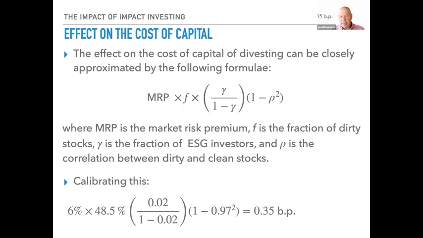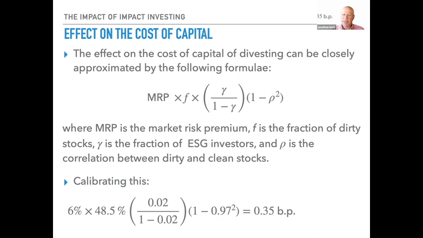The effect on the cost of capital of a divestiture strategy is a product of four terms. The first term is the market risk premium, and that calibrates it, because the market risk premium is a measure of the overall market return. And you multiply the market risk premium by three factors. The first factor is the fraction of dirty stocks in the economy. The second factor is the ratio of socially conscious investors to other investors in the economy. And the third factor is 1 minus the correlation coefficient squared.